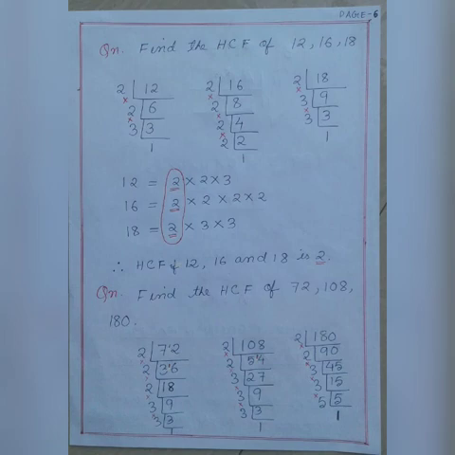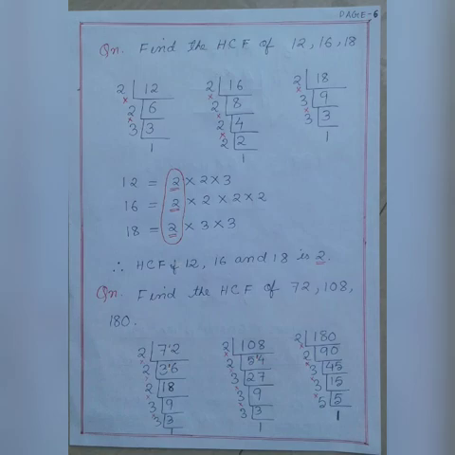So 12 we shall divide by 2 to find the prime factorization. If we divide 12 by 2, we get 6. Again, we can divide 6 by 2, we get 3. If I divide 3 by 3, I get 1. The same way, I have divided the next number 16 by 2, I get 8. Again, 8 is divided by 2, we get 4. 4 is again divided by 2, we get 2. If we divide 2 by 2, we get 1.